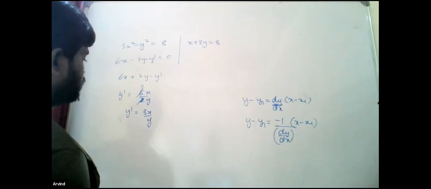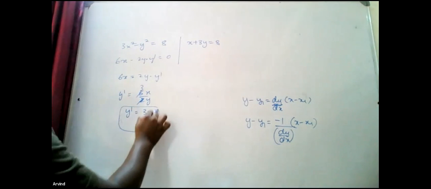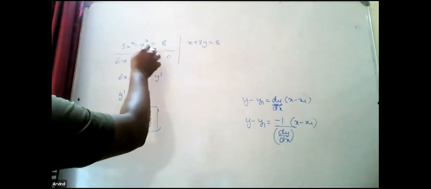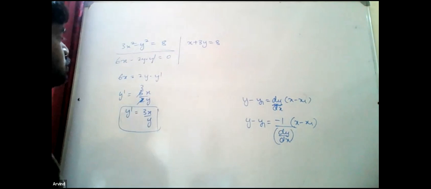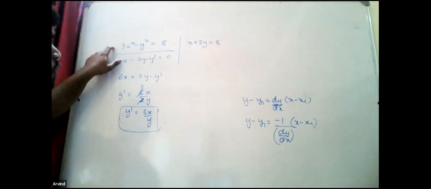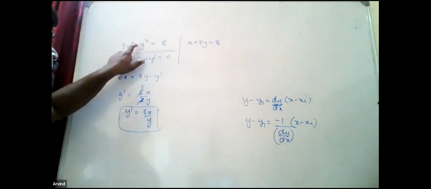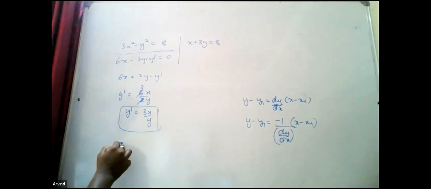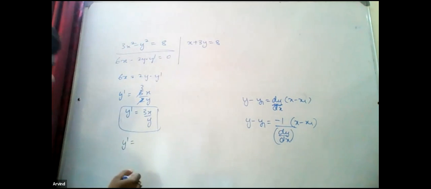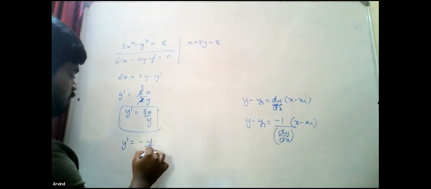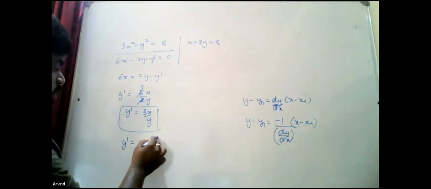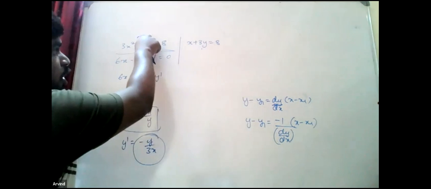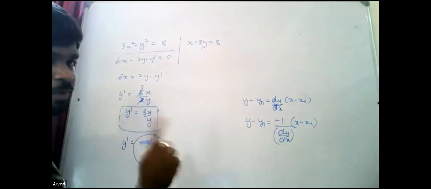Okay, let's do it. So this is the slope of the tangent. The normal to the curve is parallel to this line. First, let's find the slope of the tangent. The slope of the normal will become the reverse with a negative sign. So it will become minus 1 by y by 3x. This is equal to the slope of this line, because they have said the normal is parallel to the line.